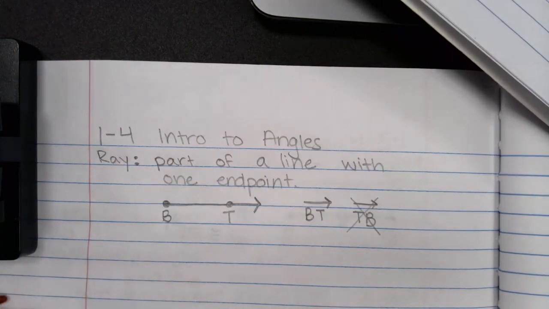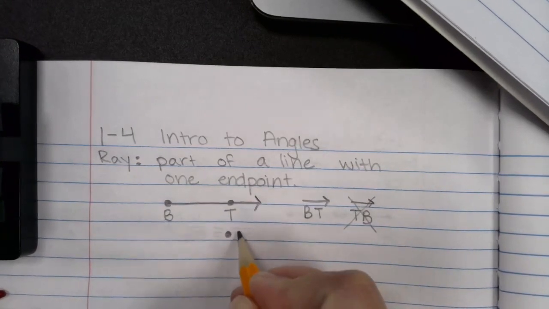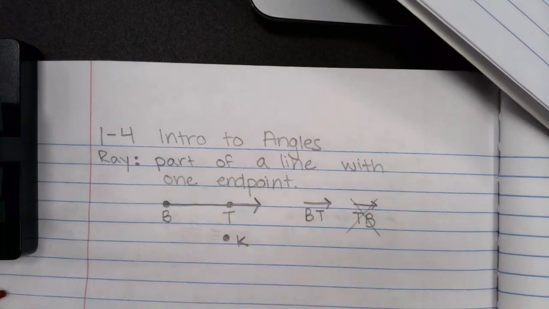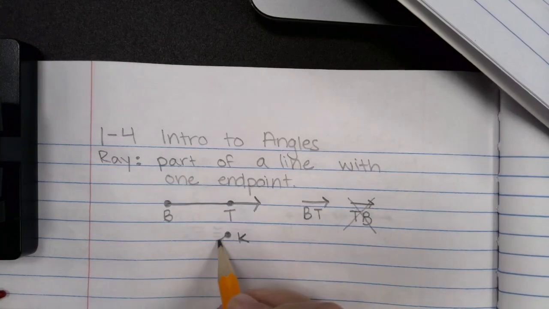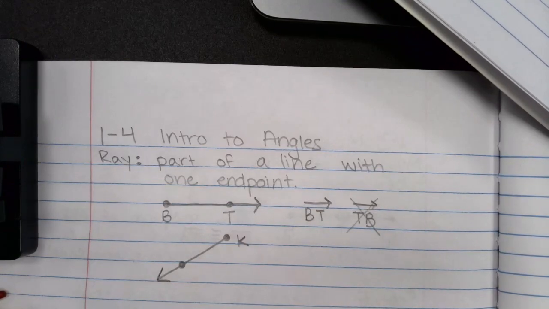Now, a ray doesn't always have to just go straight across. We could start up here. Call that K, and then go in this direction. It can be diagonal. We'll do that KM.